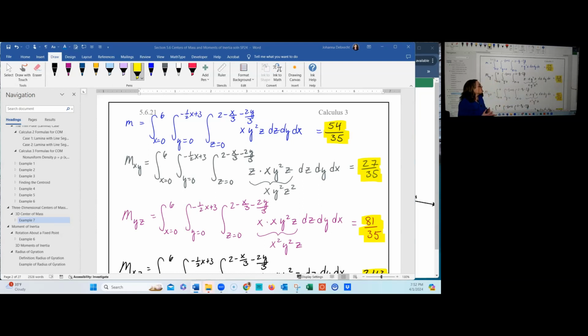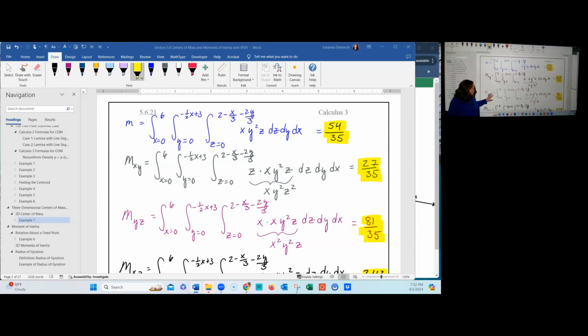So when I computed the mass, I ended up with 54 divided by 35. When I computed the moment off the XY plane, which is going to affect the Z value, I multiplied the density function by Z, which gave me an integrand of XY squared Z squared. And that gave me 27/35. Now that's kilogram meters, all right? Or kilogram meters squared, since we're moving off 2 planes.